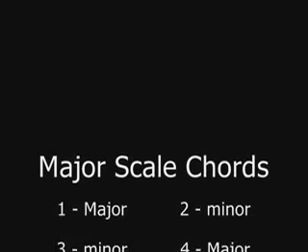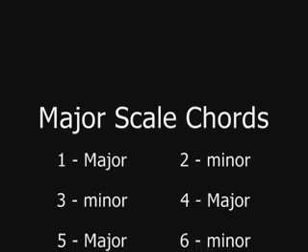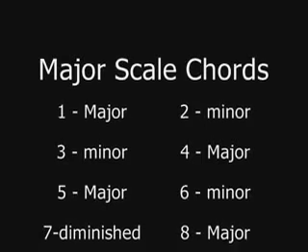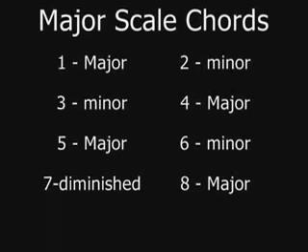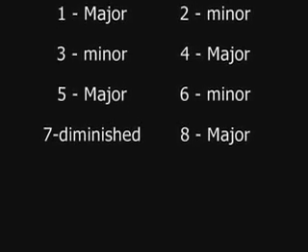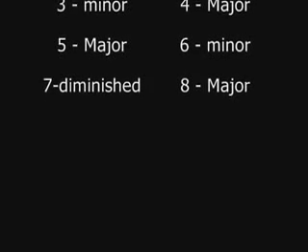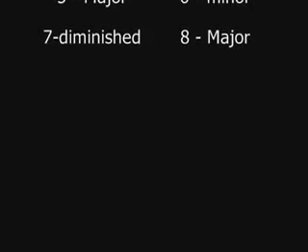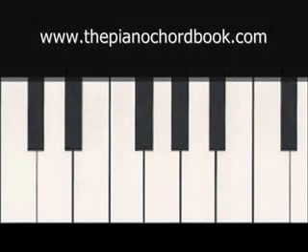The first chord, which occurs on the 1st scale degree, is a major chord. The 2nd chord on the 2nd scale degree is a minor chord. The 3rd scale degree creates a minor chord. The 4th scale degree creates a major chord. The 5th scale degree would create a major chord. The 6th scale degree is a minor chord, and the 7th scale degree is a diminished chord. The 2 most common types of chords are major and minor, and they each occur 3 times within a scale.